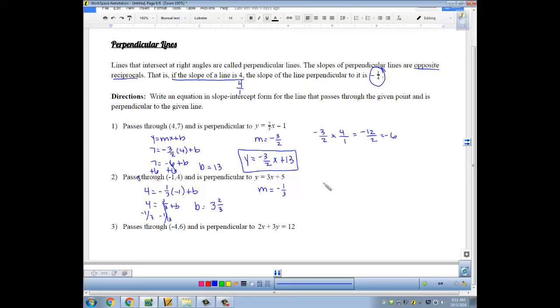Or if you wanted, it could be 4 over 1 minus 1/3. Get a common denominator of 3. So that's 12 over 3 minus 1 over 3, which is 11 over 3. So I don't care which one you pick, 3 2/3 or 11/3. I'm going to pick 11/3. So the final equation is y equals negative 1/3 x plus 11 over 3.